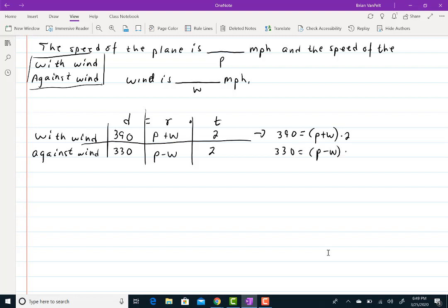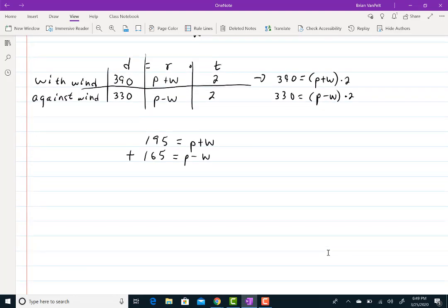So the equations I get: 390 equals P plus W times 2, and then 330 equals P minus W times 2. I'm going to divide each of these equations by 2 so that you'll understand where I get the next step. The first equation becomes 195 equals P plus W. The second equation becomes 165 equals P minus W. Let me add these two things together. When I add them together, I get 360 equals 2P. Divide by 2 and I get 180 equals P.